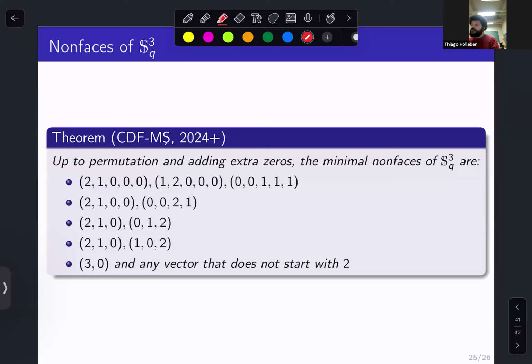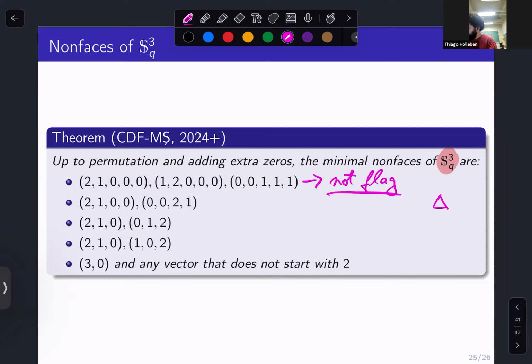So up to permutation, and when I say permutation, I mean permuting the coordinates, not the vectors. So up to permuting the entries and adding extra zeros, the minimal non-faces of S3Q are, so we have this triangle. This is what implies the complex is not flag, because you have a hollow triangle. These 3 things are adjacent to each other, but the actual triangle is not in the complex.